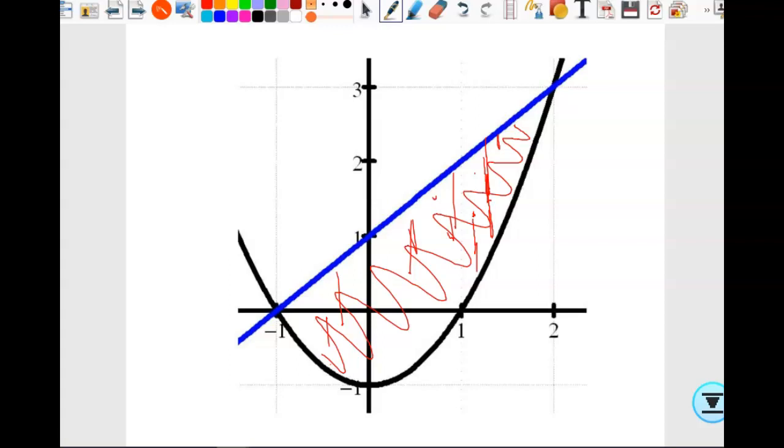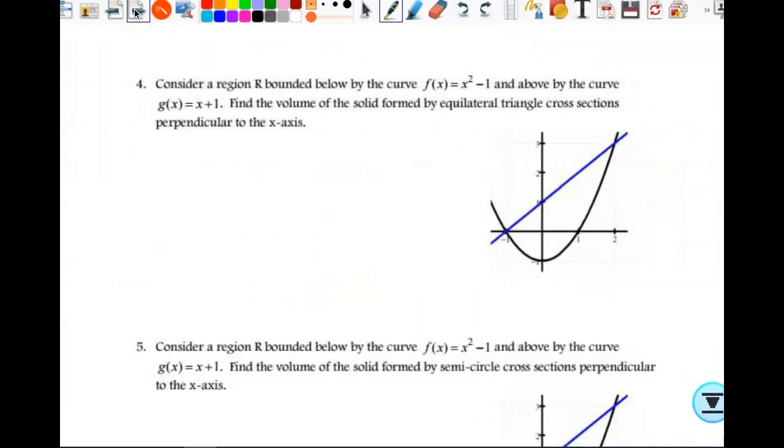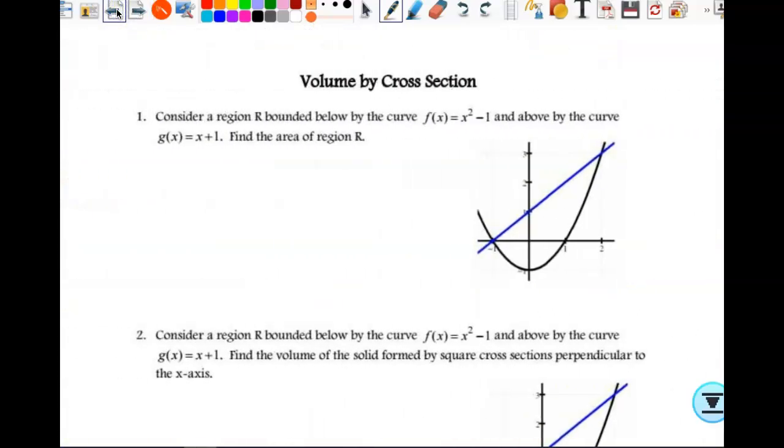Okay, so since you've all built your little models, we're going to look at the models a little bit at a time as we go through. Let's grab the piece of paper I put on your table, and let's start from scratch here. All right, so we're looking at volumes by cross-sections, and so you each have a different cross-section that we'll look at.